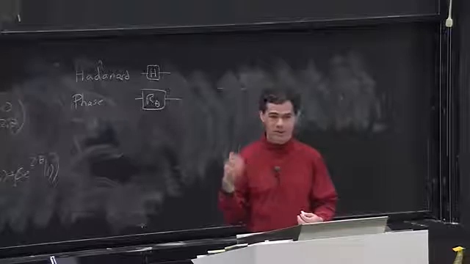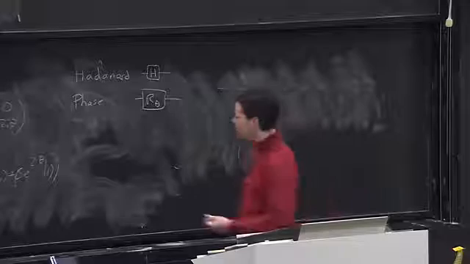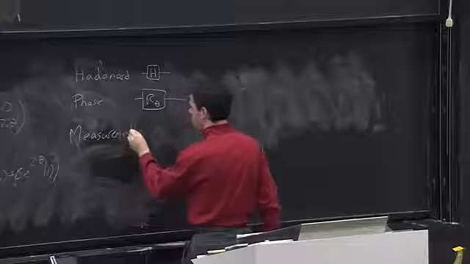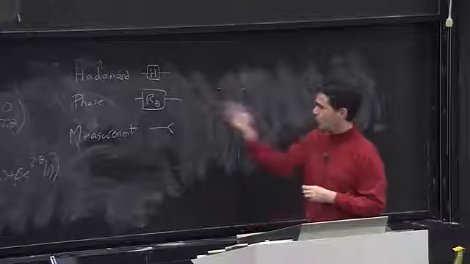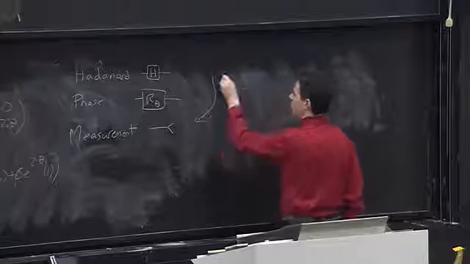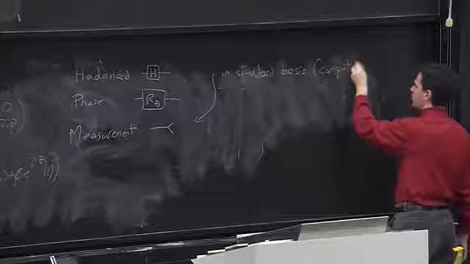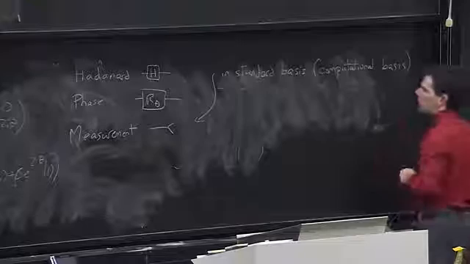And of course, I'm sure in Rob's foundation class you talked a lot about measurements. Mostly I'm just going to take it as a given. And the measurement does this. Well, first of all, I should say how to draw it. So I will draw measurements probably just like this, maybe with some additional notation to indicate what I'm measuring. But let's just imagine measurement in a standard basis. The standard basis is also sometimes called the computational basis or the Z basis. And what I mean is I'm measuring whether that bit is 0 or 1.